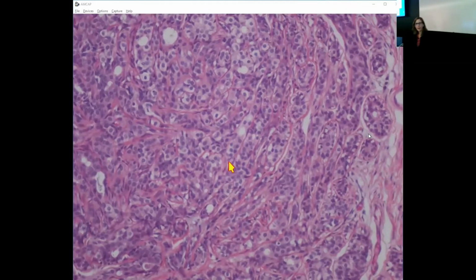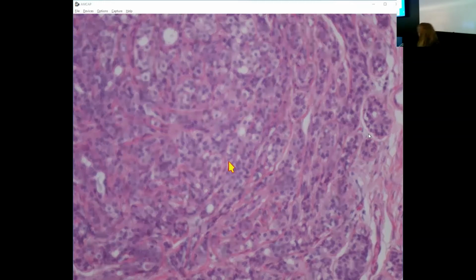What about the cells within the spaces? How do they look? They have a clear cytoplasm. How would you describe the nuclei? They are round and monotonous. Yeah. So when you've got clear cytoplasm and round monomorphic nuclei, what might we think about? Adenomyoepithelioma is a thought for sure. Yeah, that could be myoepithelial cells.